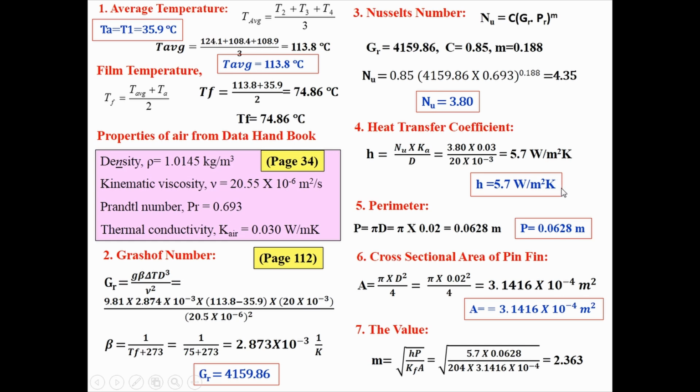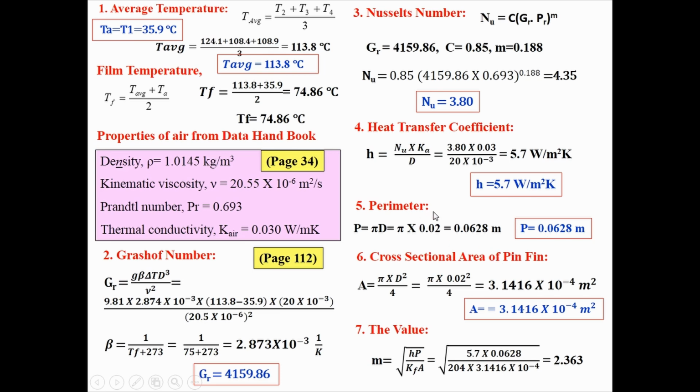Okay, next, the perimeter of the pipe. What is the perimeter of the pipe? We know the formula, that is P is equal to pi D. D is again 20 mm, which you can convert into meter, that is 0.02. Multiply, and you will get 0.0628 meter as the perimeter.